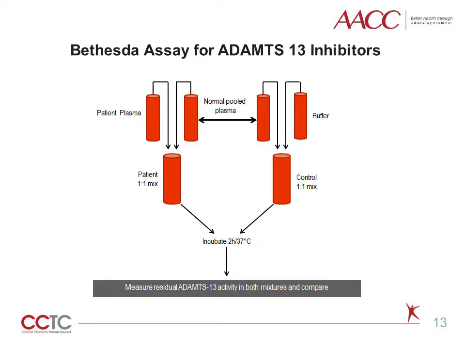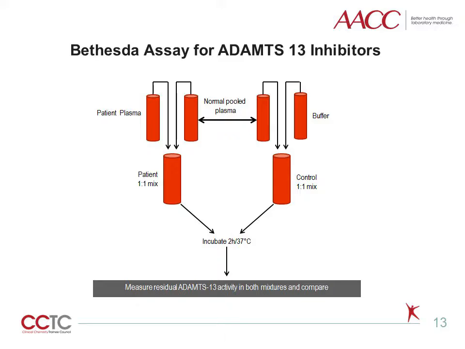This slide illustrates the Bethesda assay for the detection of ADAMTS13 inhibitor. It is a technically difficult lab-developed test that evaluates residual ADAMTS13 activity in a 1-to-1 mixture of patient plasma and normal pooled plasma after incubation for 2 hours at 37 degrees centigrade. Inhibitory antibodies present in the patient plasma inhibit ADAMTS13 activity in the pooled normal plasma.